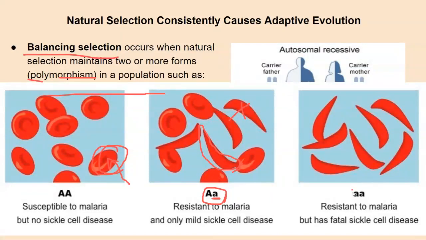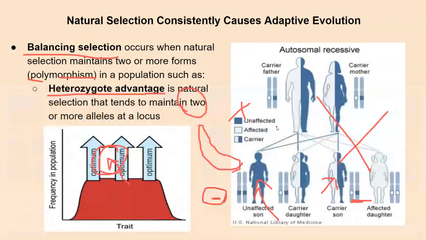Now, these individuals that are homozygous recessive, they are also resistant to malaria, but they don't have any normal blood cells. And so this is a very, very painful and many times fatal disease. So these individuals usually do not survive and reproduce, but the carriers do. So the gene persists, and it is going to be passed on to the next generation.